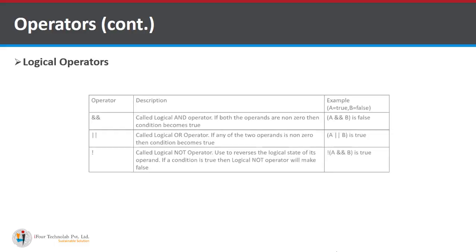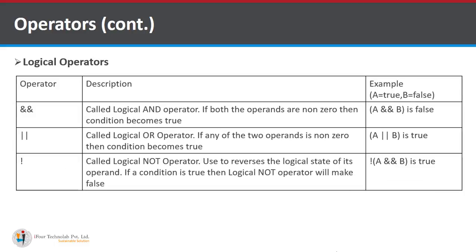Now logical operators. There are three different logical operators. Double AND is called the logical AND operator. If both the operands are non-zero, then the condition becomes true. For example, if a equal to true and b equal to false, then a and b together with the AND operator will return false. Next is the OR operator, that is, the logical OR operator.